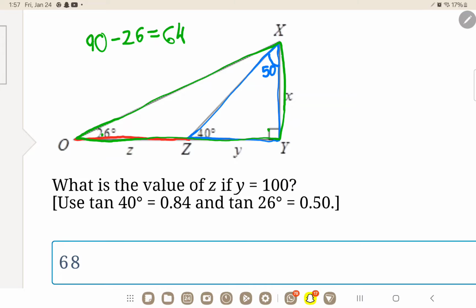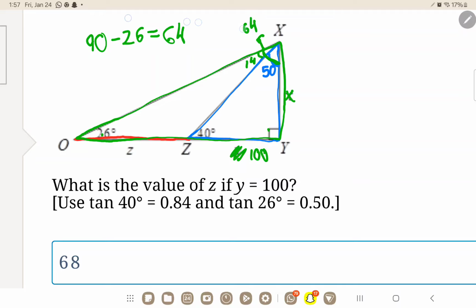So if the whole thing here, this whole green angle is 64, and that part, the small part is 50, so 64 minus 50 is 14. So this part is 14 degrees. Now, we know all our sides, so this whole thing is 64. Now we have everything we need. The y they gave to us, sorry, my bad, 100. Now we can find x.